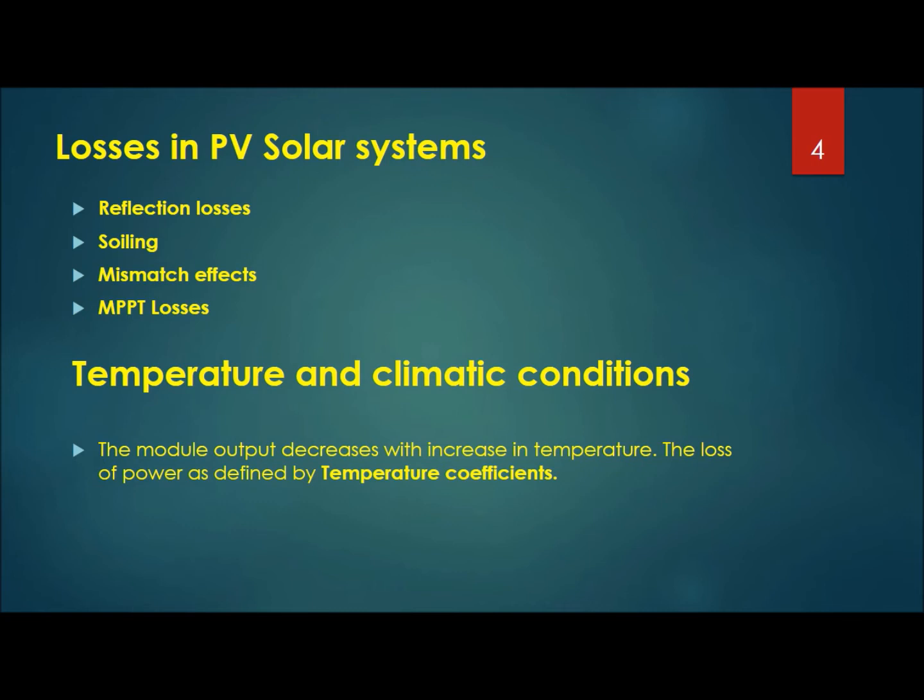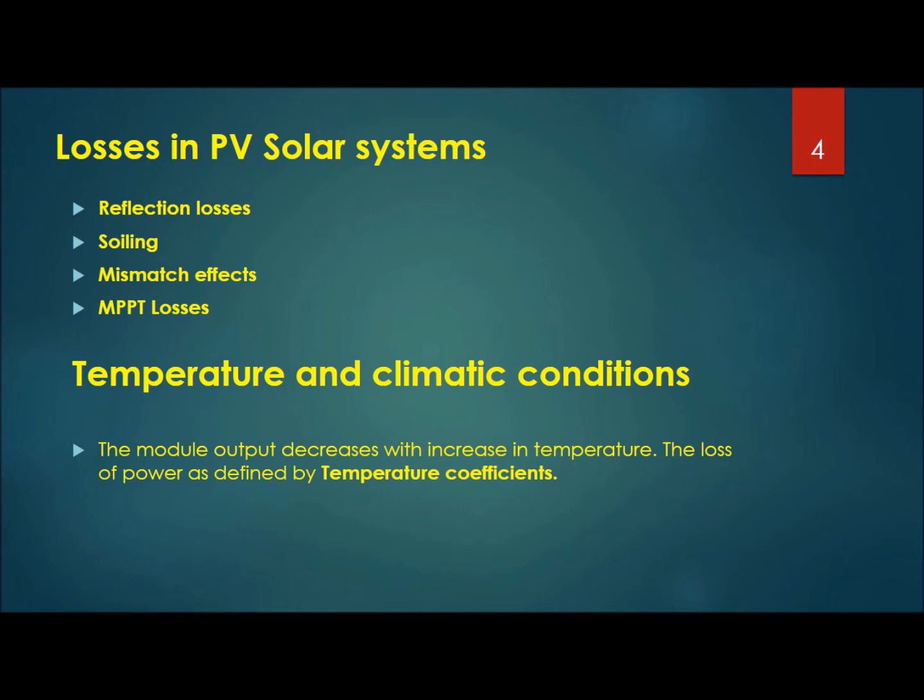So first, reflection losses. Photovoltaic module power ratings are determined at standard test conditions which require perpendicular incident light. Under field conditions, larger incidence angles occur, resulting in higher reflection losses than accounted for in the nominal power rating.